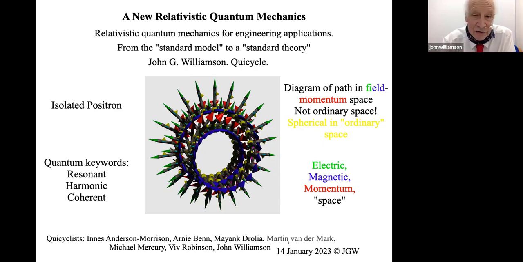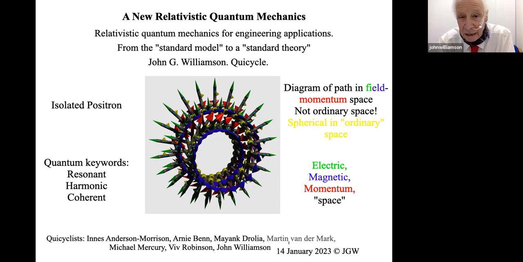So what you're seeing here is a picture of the quantum bicycle motion. Now, this plot is a multidimensional plot. It's a plot of an isolated positron, a single positron. Positron's been chosen rather than the electron because the positron has the field directed outward. The electric field is outward directed for the positron, which is easier to draw, no other reason.